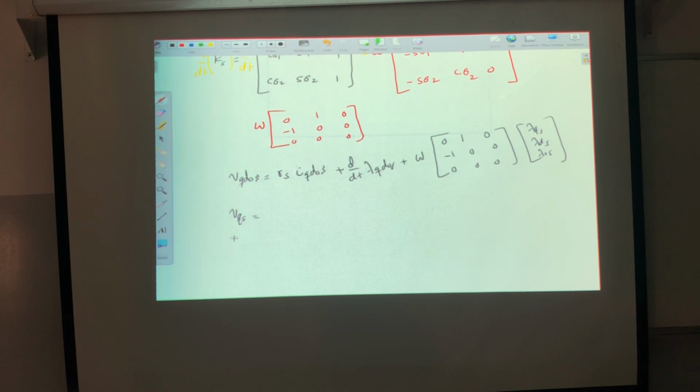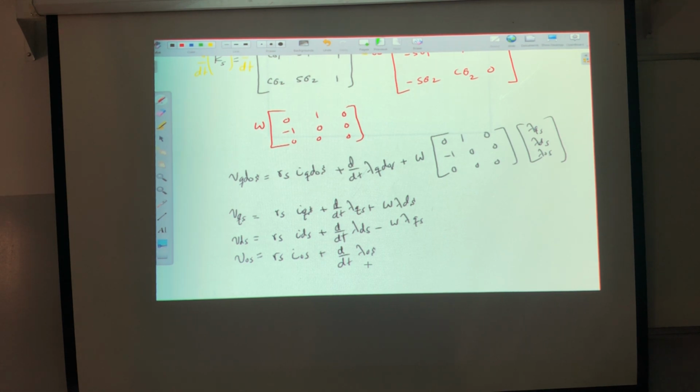To finish the lecture, who can give me V_QS equal to what? Who can give me V_DS equal to what? Who can give me V_0S? The first one: R_S I_QS plus d by dt of lambda QS plus omega lambda DS. The second one: R_S I_DS plus d by dt of lambda DS minus omega lambda QS. The last one: R_S I_0S plus d by dt of lambda 0S.